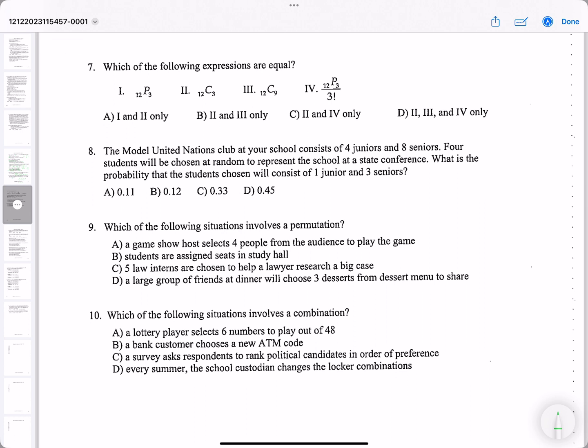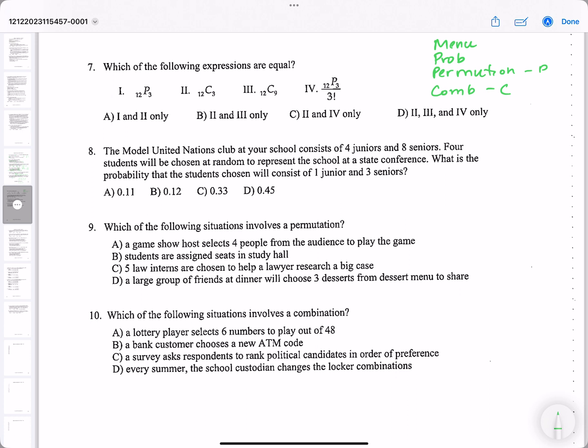Number 7, it says, which of the following probabilities are equal? Well, you can put all these into your calculator by Menu, Probability, and then this would be a permutation, the P, and a combination would be the C. I'm going to show you that in a second, but let's talk about why these are equal. So let's look at the formulas.